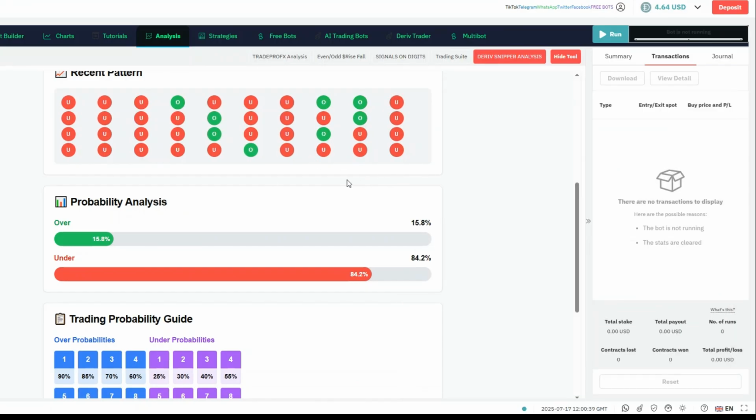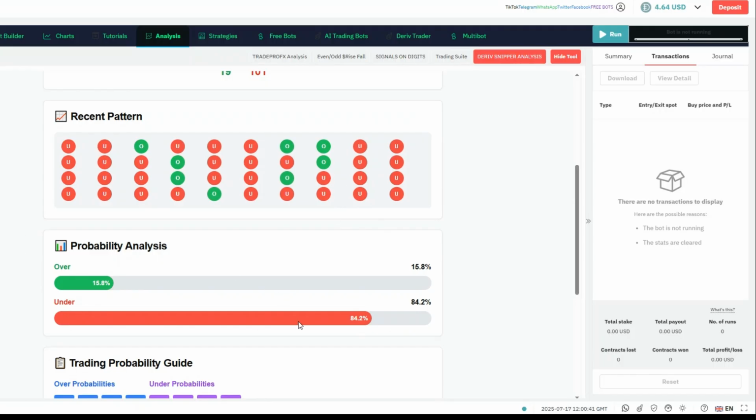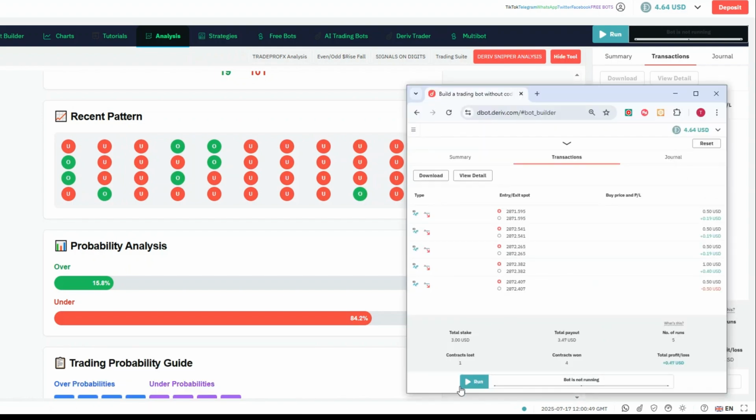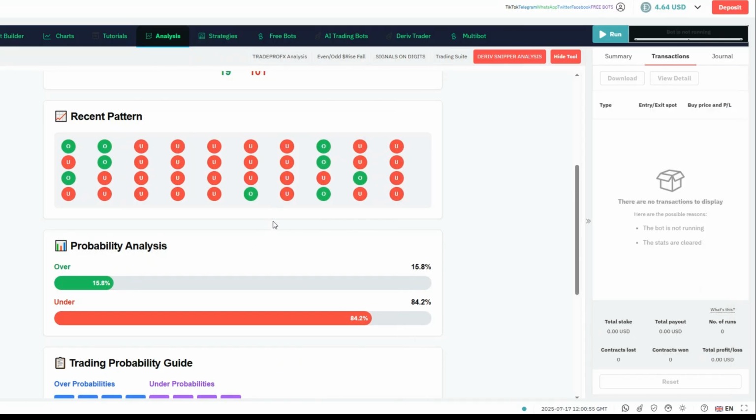Then let's go back. So you will wait again for the under market to be at 85% as it is, and then you can run your bot. So that's how you trade the over under digit 7 or over 2. This applies also if the over part was above that 85%.